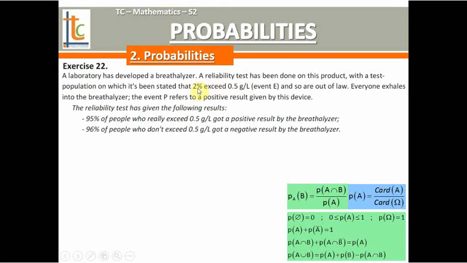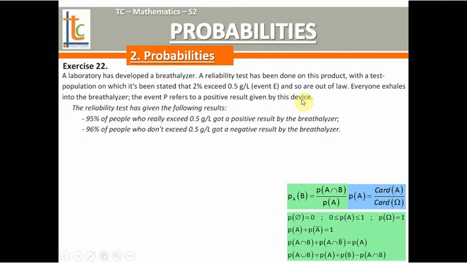So physicists have tested people with their blood and know that exactly 2% of them have a rate of alcohol in their blood that is more than 0.5, so are out of law. Everyone exhales into the breathalyzer. The event P refers to a positive result given by this device.